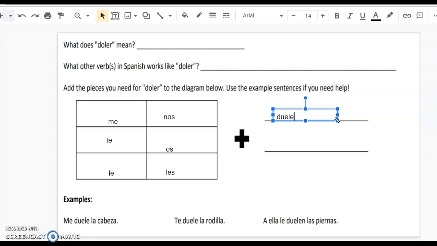Over here are the verb forms themselves. You have duele if it's a singular body part, and you have duelen. So me duele la cabeza, my head hurts, or I have a headache. Te duele la rodilla, your knee hurts, or you have a pain of the knee. A ella le duelen las piernas, her legs hurt. These are just examples, you don't have to do anything with them.